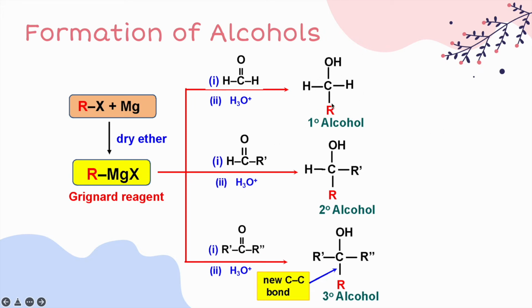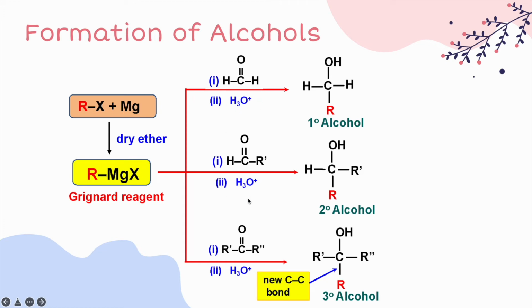It means the R group in the primary alcohol is from Grignard reagent. So this R forms one single bond with the carbon of C double bond O, and then the C double bond O here becomes C single bond OH. So that's how you draw the product of primary alcohol from Grignard reagent. Make sure the aldehyde that you use, C double bond O, has no alkyl group at all. Both sides hydrogen, in the presence of acidified water.